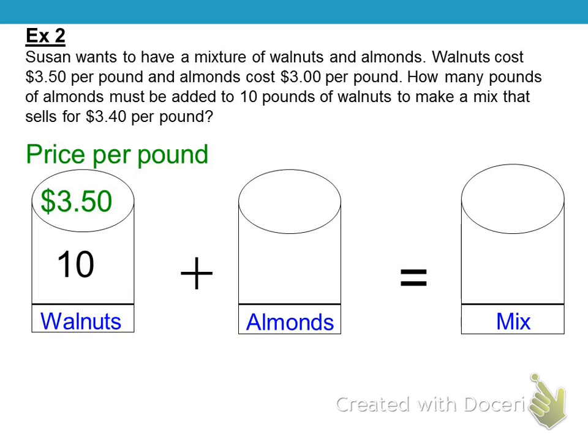All right, almonds are $3. How many pounds of almonds are there? We don't know. How do you know she has 10 pounds of walnuts? Because right here it says how much would be added to 10 pounds of walnuts. Okay. How much do we want the mixture to cost per pound? $3.40.